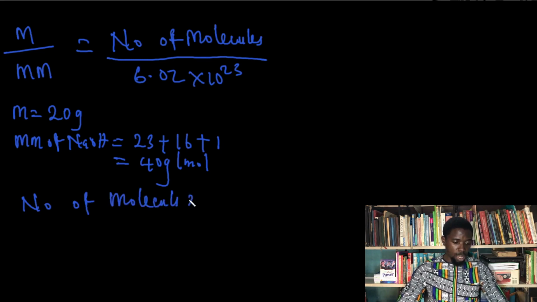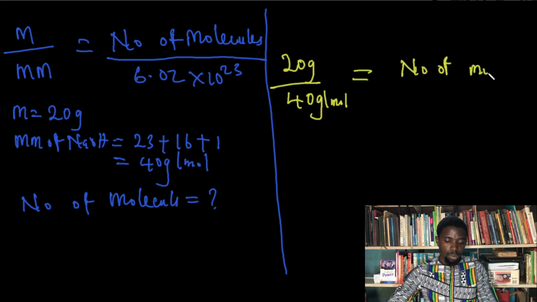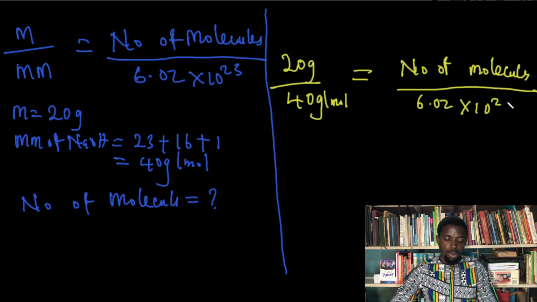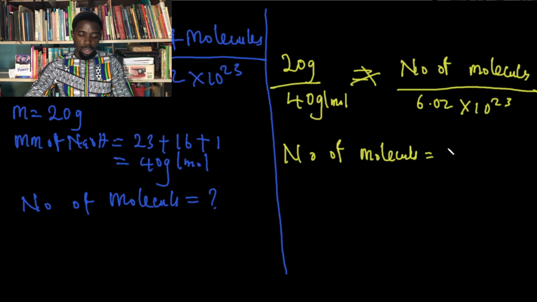Then we are looking for the number of molecules. Because we are looking for the number of molecules, we need to use the stoichiometry formula. The mass is 20 grams divided by the molar mass, which is 40 grams per mole, equals number of molecules divided by 6.02 times 10 raised to the power 23. If we cross multiply, we are going to have number of molecules equals 20 times 6.02 times 10 raised to the power 23, all divided by 40.